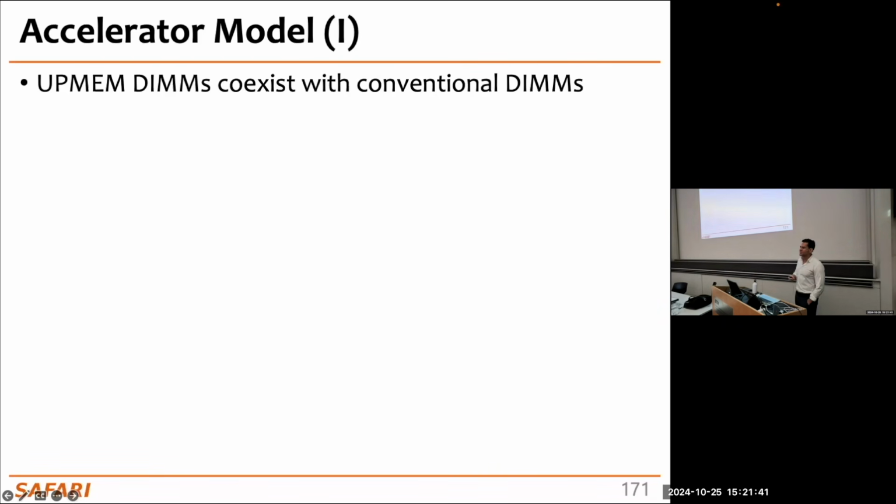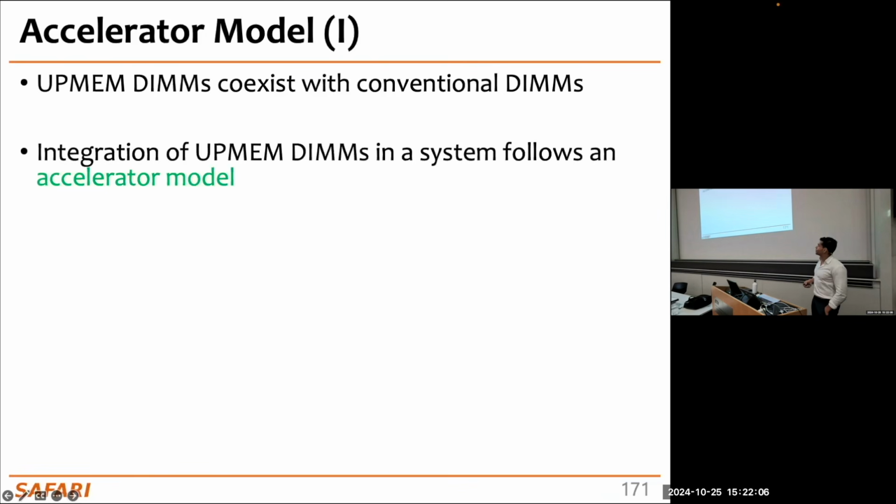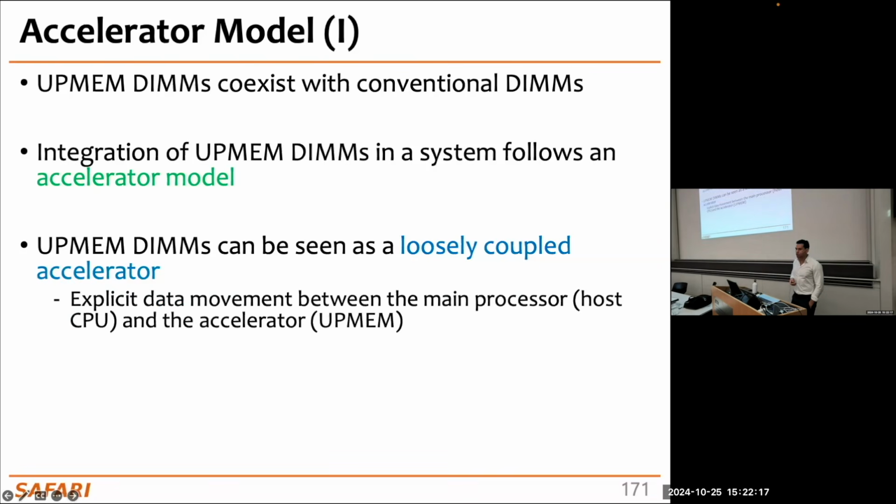So the RowHammer architecture follows an accelerator model. Even though in theory we could use these DRAM DIMMs for your main memory, that is not going to be the case, at least for now, because it simplifies the system integration a lot if you disjoin the address space of the accelerator from the main memory of your host processor. So they are going to follow an accelerator model where the RowHammer DIMMs are going to coexist with conventional DIMMs used for memory for your host system. In particular, it is what's called a loosely coupled accelerator.